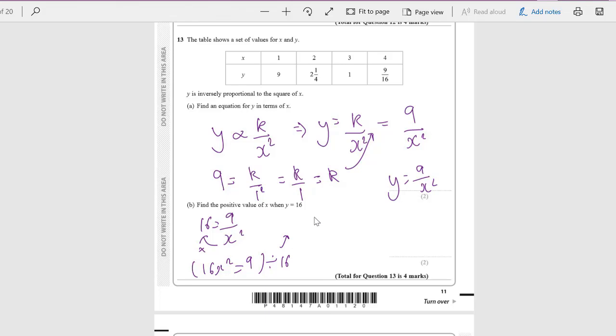So we get x squared equals 9 over 16. And then because we have x to the power of 2, we just want x. So we get 3 over 4. Let me write that out more neatly.